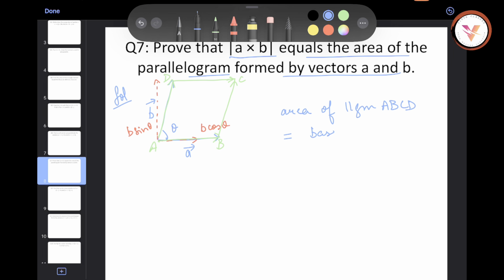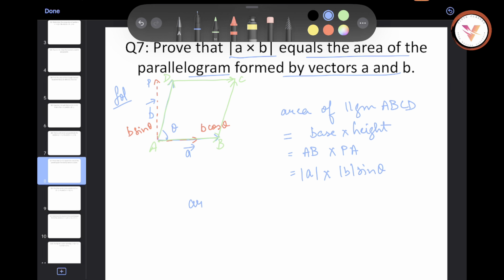Base into height. Base is what? This AB, and height is what? This, let's say this is PA. Now your AB is A vector, magnitude of A, and PA is what? B sin theta. That is magnitude of B sin theta.